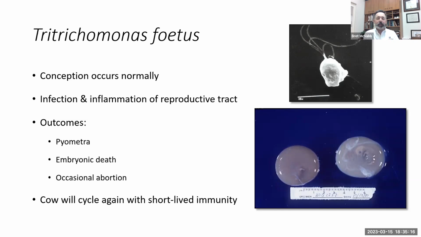The cow does get a short-lived immunity, so she could clear the infection, breed back to that same trich-positive bull, conceive and carry that calf to term, and that does happen. But the immunity only lasts about 5 to 6 months after she's exposed, so it certainly won't hold her over to the next breeding season.